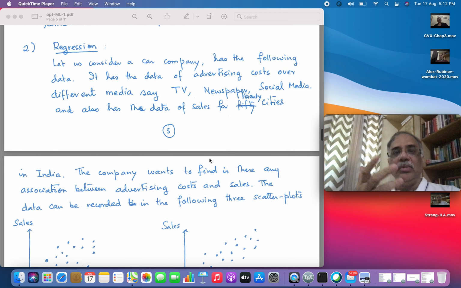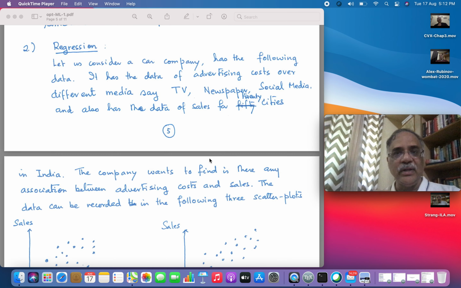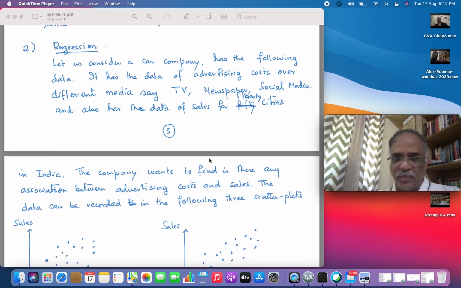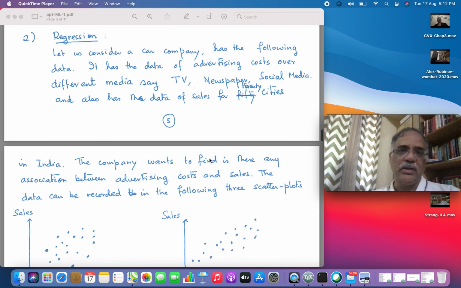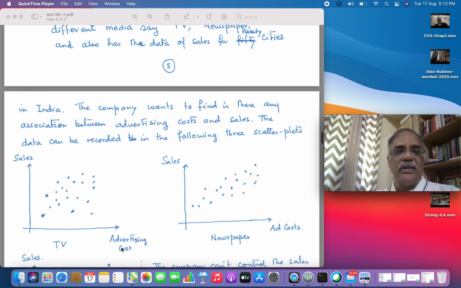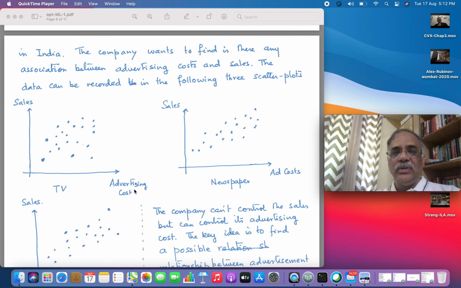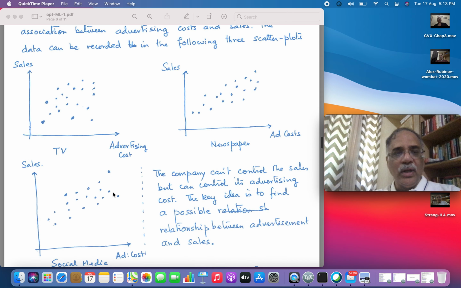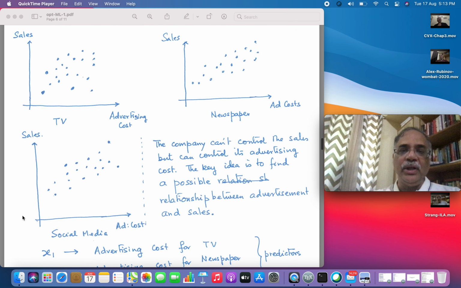So let us look at a car company. Car companies usually advertise. They advertise on TV, they advertise in newspapers, and of course in social media like YouTube, Facebook and other places. So we take data of sales for 20 cities. So advertising cost on TV in these 20 different cities and their sales. Advertisement cost in the newspaper and their sales. Sales is on the vertical axis and advertisement cost is on the horizontal axis. Similarly for the social media.